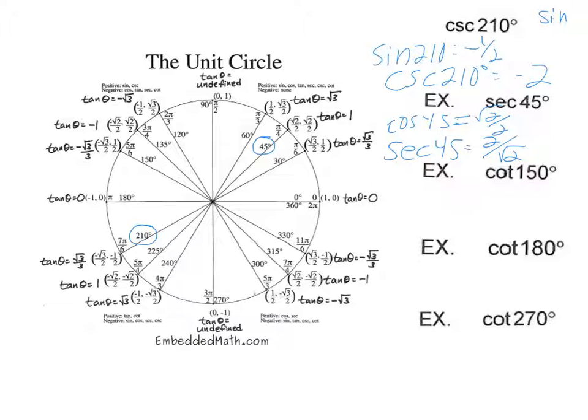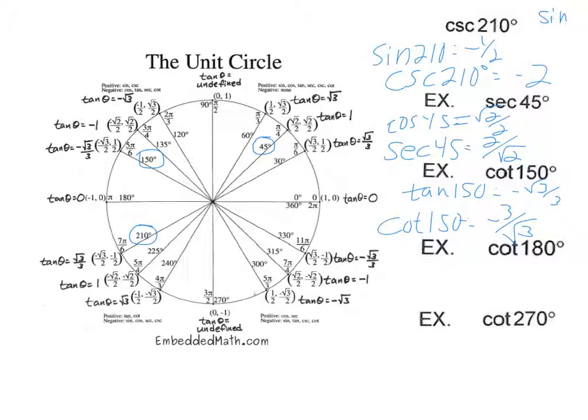Cotangent of 150 degrees. There's 150 degrees. Cotangent is the tangent flipped over. So at 150, the tangent is negative square root of 3/3. Flip that over to get the cotangent at 150, negative 3 over the square root of 3. Now the next two are a little bit trickier.